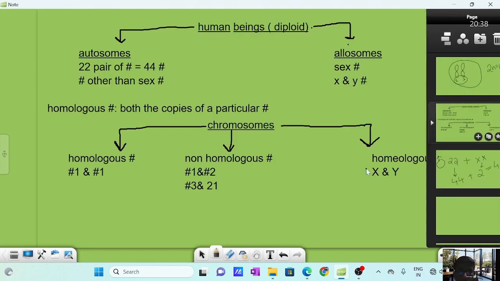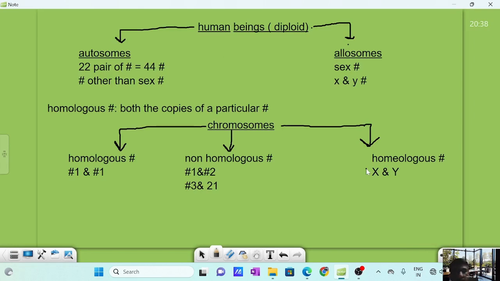So this is the case of autosomes and allosomes. Then what is a homologous chromosome? I earlier mentioned homologous chromosome. It is both copies of a particular chromosome. So chromosome 1 and chromosome 1 will be homologous. Chromosome 1 and chromosome 20 will not be homologous. They are non-homologous chromosomes because they differ in their gene structure.